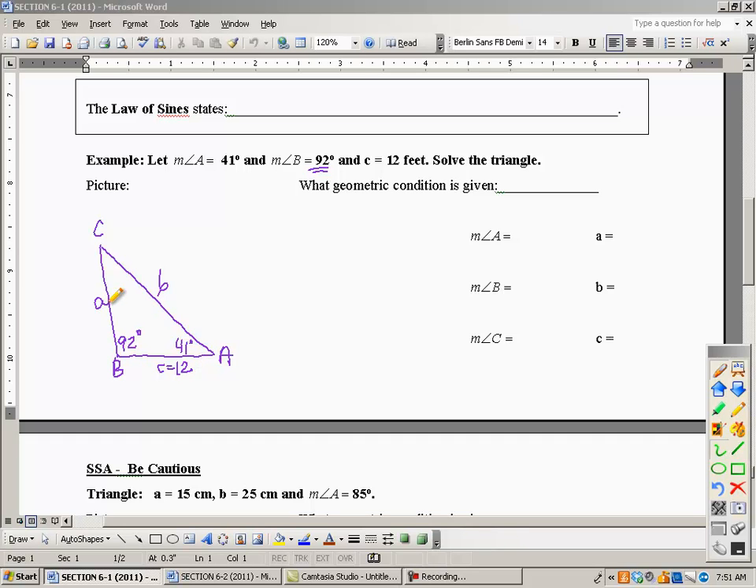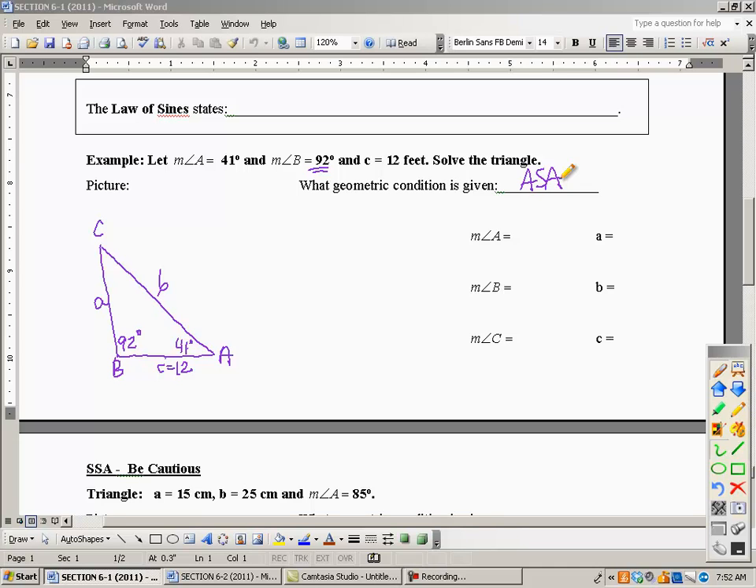Okay? Now the question is, what geometric condition is given? This goes back to geo. You'll notice I have an angle, a side, and then an angle again. And so this is angle, side, angle. The conditions matter more so because we want you to recognize which conditions require which law the easiest, at least. And we'll talk about it again tomorrow when we do law of cosines.